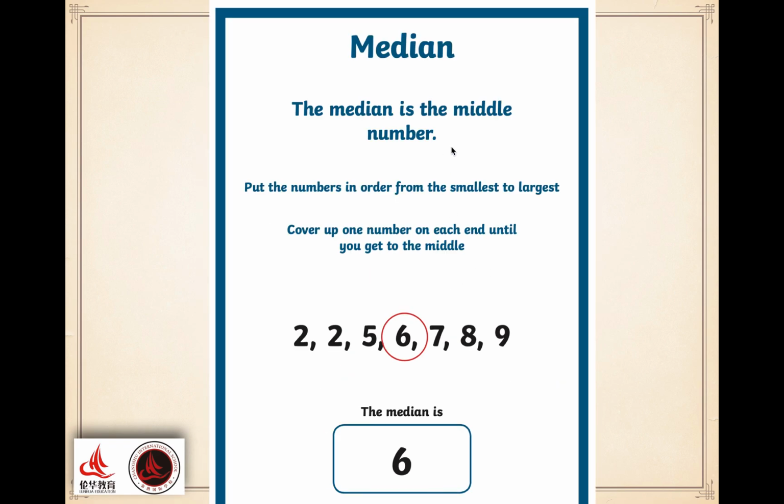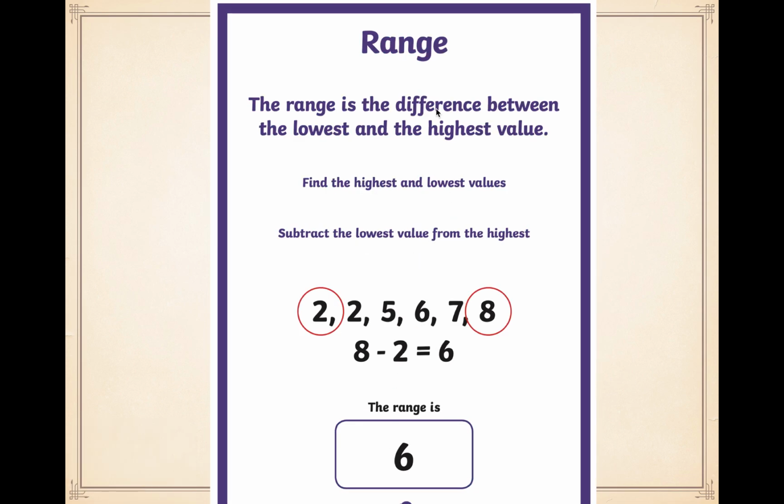Median. The median is the middle number. So put the numbers in order from the smallest to largest. And then the median is the one in the middle. So it's 6 in this case. Range. The range is the difference between the lowest and the highest value. So find the highest and lowest values. So the highest one is 8, the lowest is 2, and 8 minus 2 is 6.